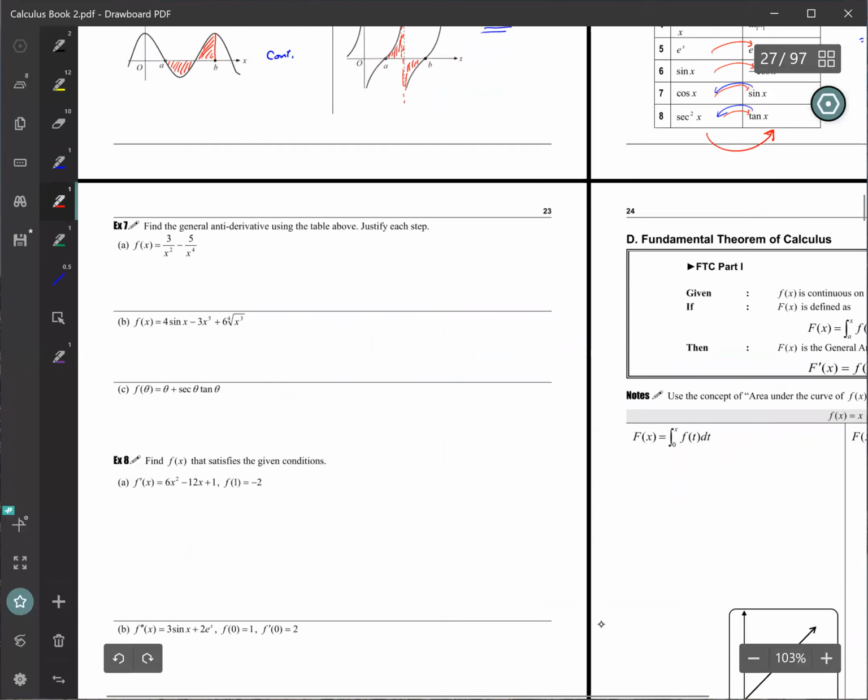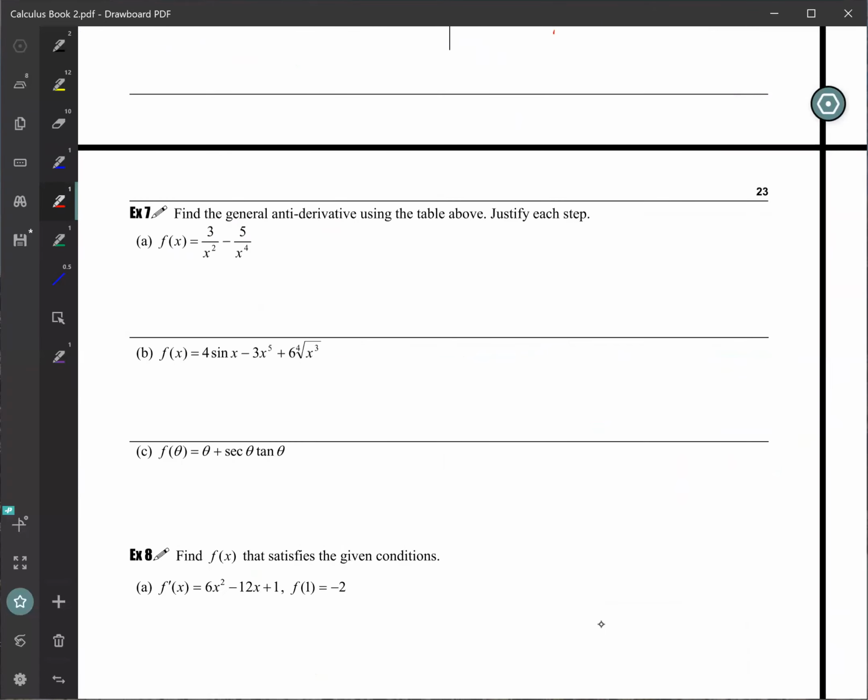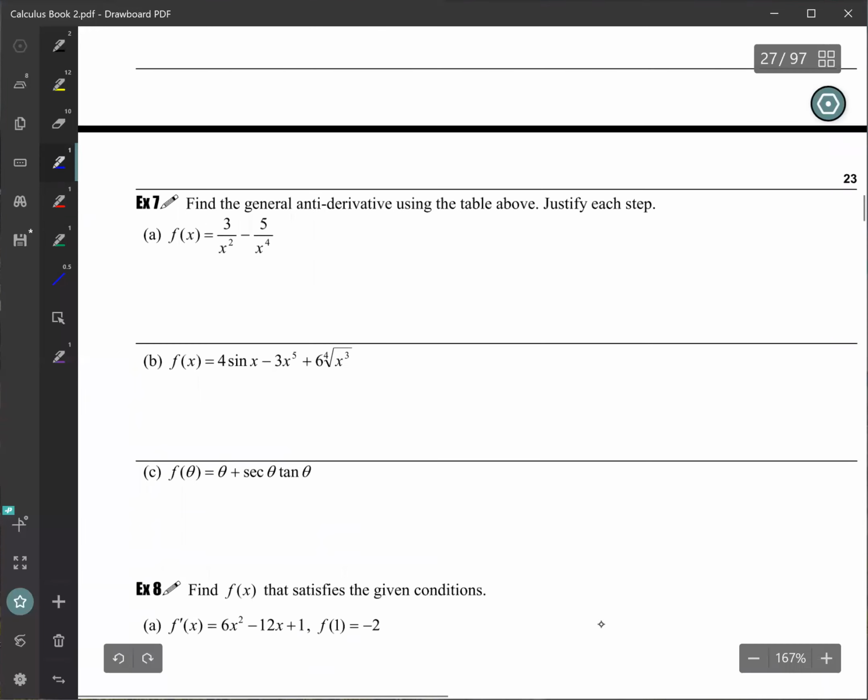So they will give you f prime, and we want to go back and find the antiderivative, a function that, when primed, gives you small f. Okay, so I'll show you the first one.